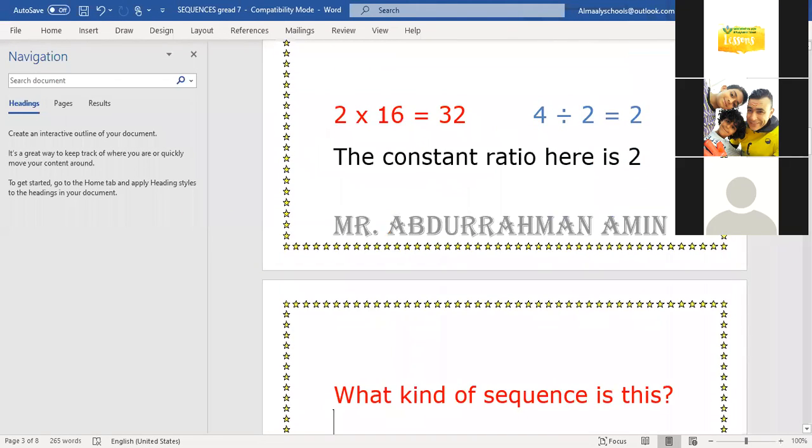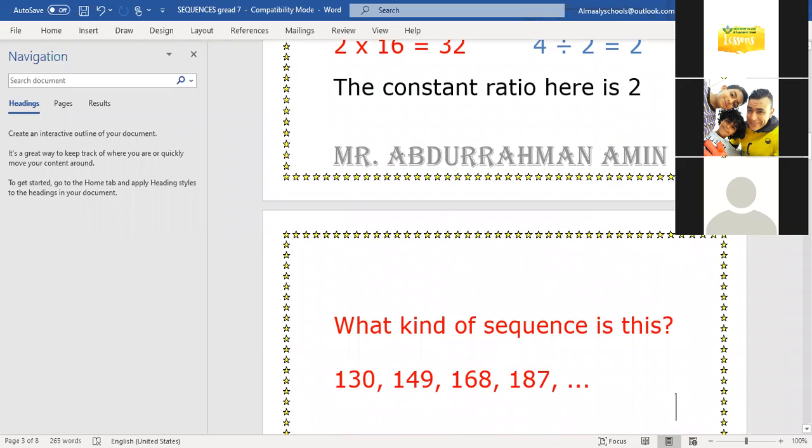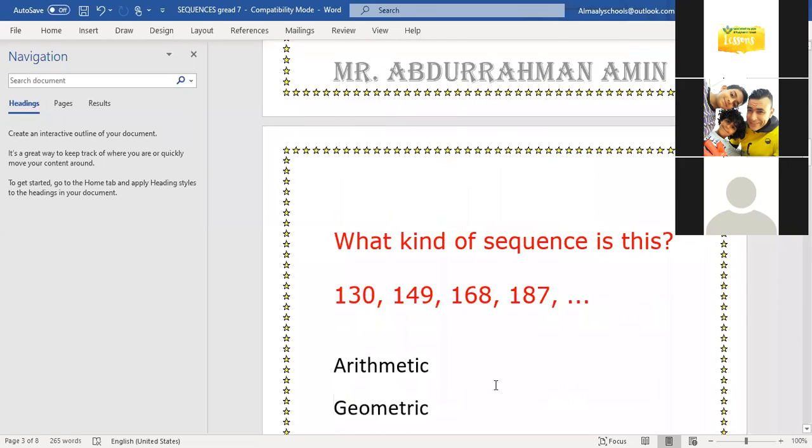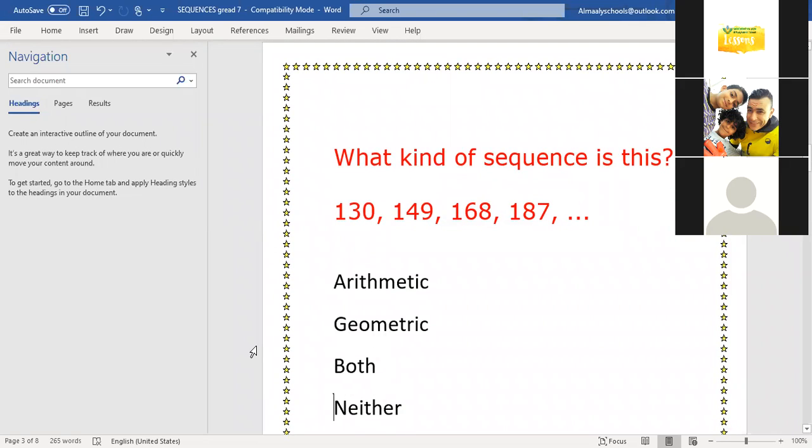Okay, let's see the first question. You will solve it with me. What kind of sequence is this? 130, 149, 168, and 187. So my sons, I'll open the mics. You can say the answer. Be ready. Think.